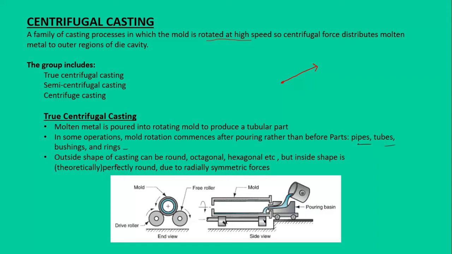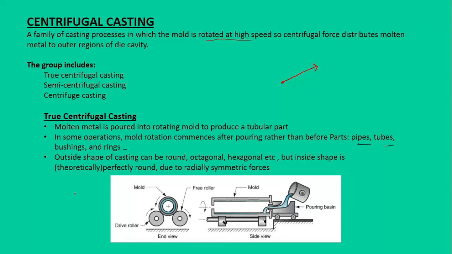The outside shape of this casting can be round, octagonal, or hexagonal, but the inside shape will be perfectly round because of the symmetric forces acting, because we have the radial forces that are acting on the inside of the material. The outside shape can be anything.